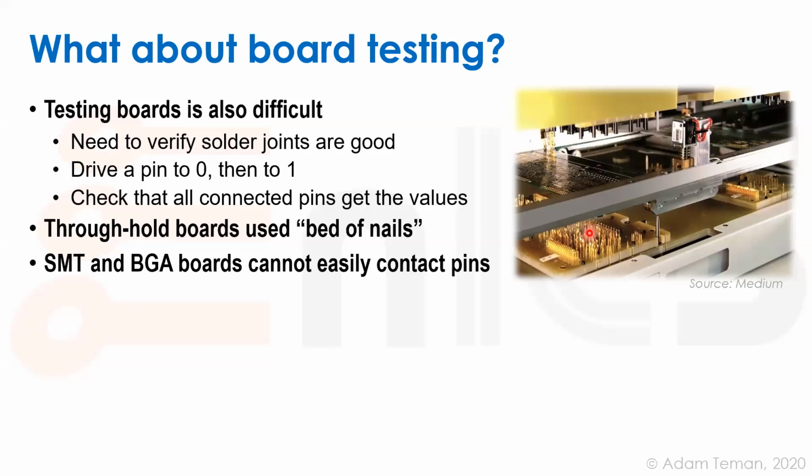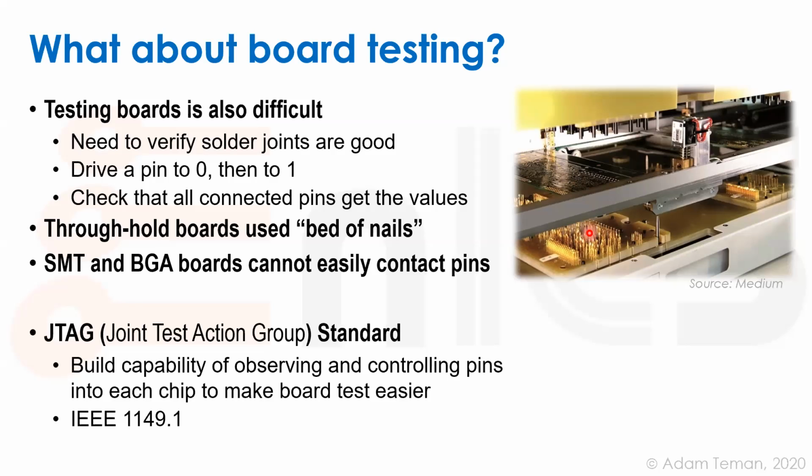So that's why a long time ago, a bunch of, and the other thing is, if you want to do something that works across companies with different types of chips on the same board and so forth, you have to have some sort of standard. So the different companies got together. They made a group called the Joint Test Action Group, or JTAG, and they wrote this standard, which became IEEE 1149.1. And it's basically a way of building a capability of observing and controlling pins into each chip to make the board testing easier.